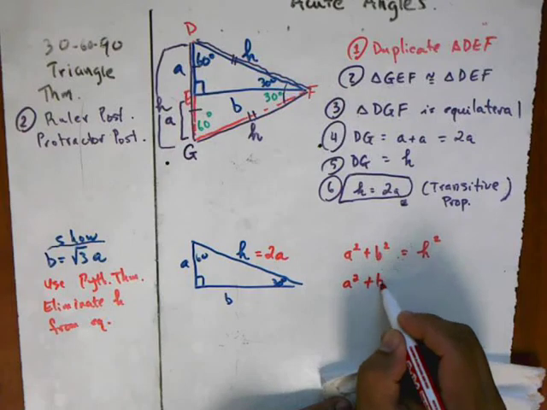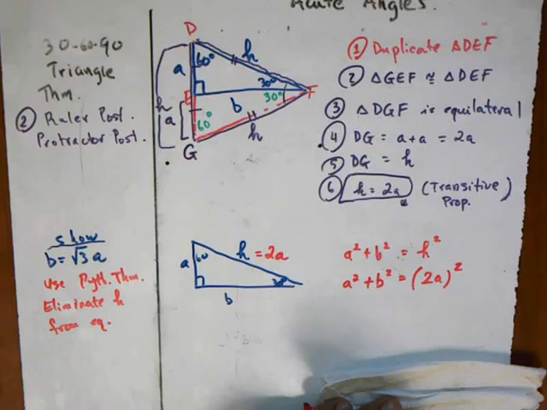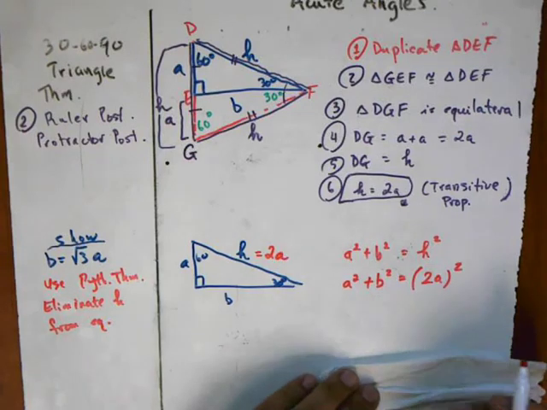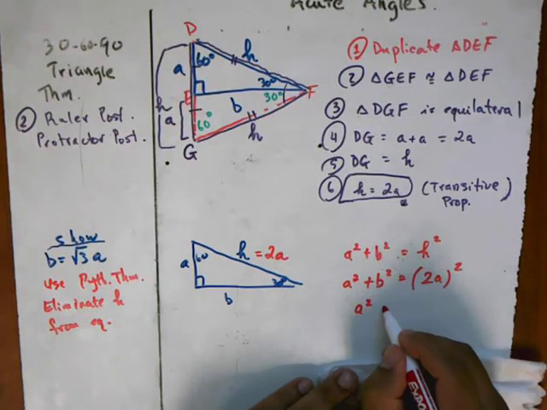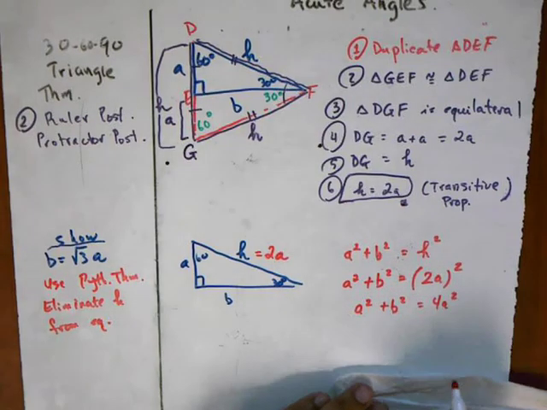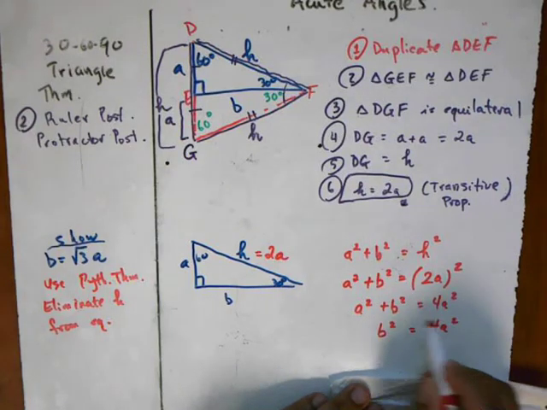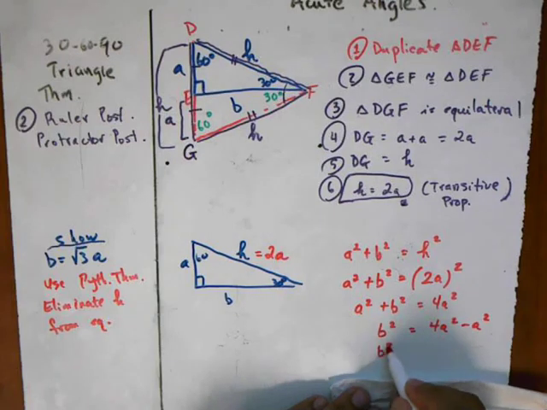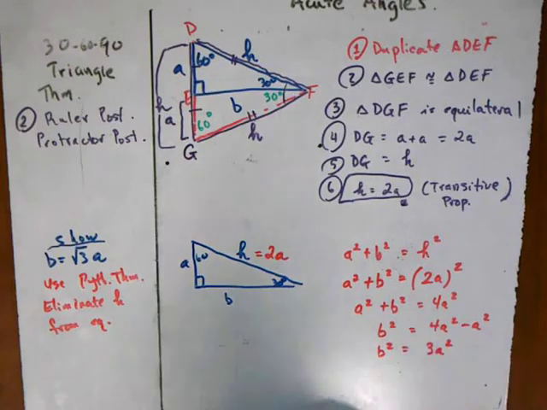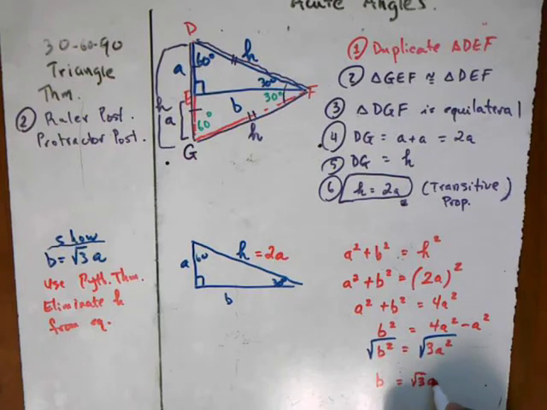So A squared plus B squared is equal to the quantity 2A squared. And again, I can't stress this enough, how often students forget that this is a quantity squared. So we get A squared plus B squared is equal to 4A squared. Then we subtract A squared from both sides: 4A squared minus A squared. So B squared is equal to 3A squared. And we want to get B by itself, so we take the square root of both sides. And you can see here that B is equal to the square root of 3 times A.